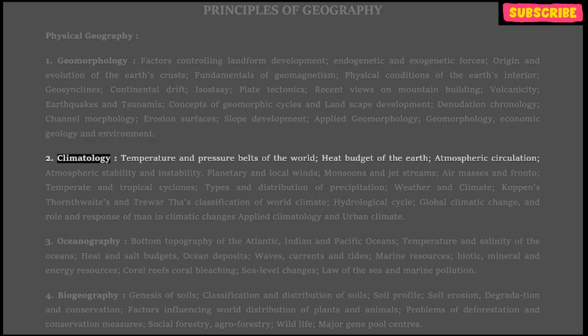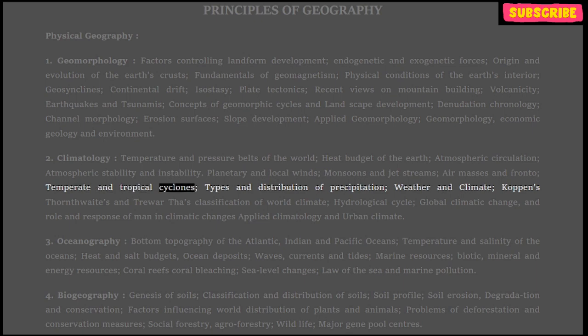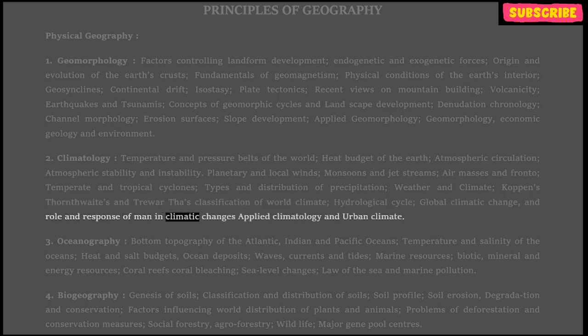2. Climatology. Temperature and pressure belts of the world, heat budget of the Earth, atmospheric circulation, atmospheric stability and instability. Planetary and local winds, monsoons and jet streams, air masses and fronts, temperate and tropical cyclones, types and distribution of precipitation, weather and climate, Köppen's and Thornthwaite's classification of world climate, hydrological cycle, global climatic change, and role and response of man in climatic changes, applied climatology and urban climate.